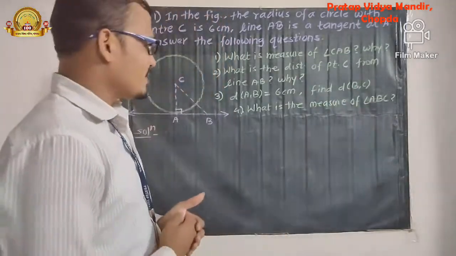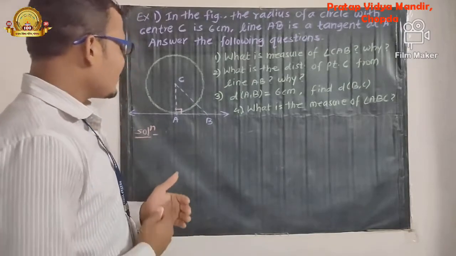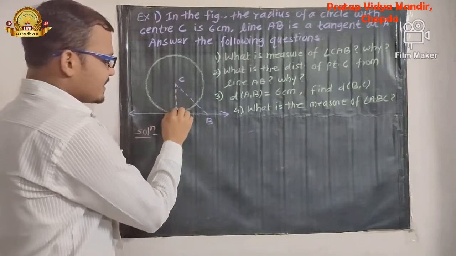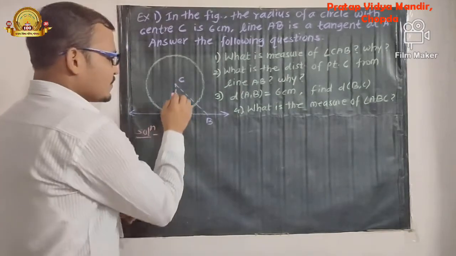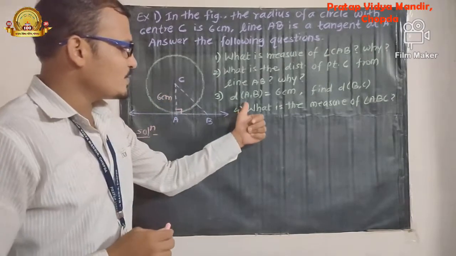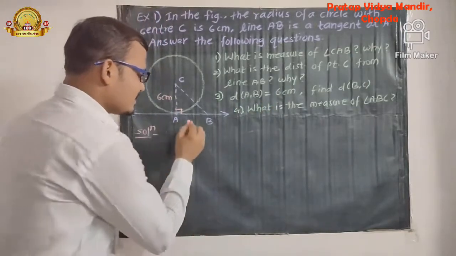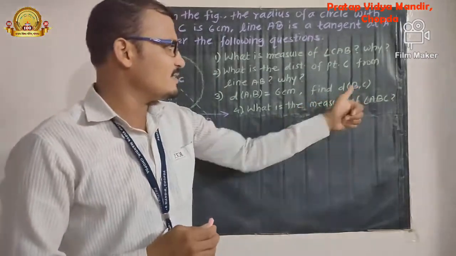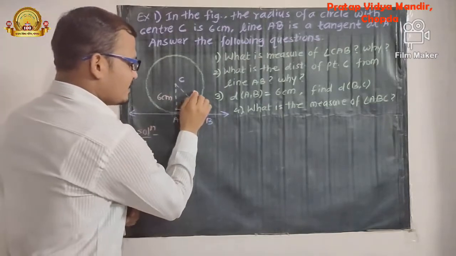Then our third question is, if distance AB is 6 cm, then find distance BC. To solve this question, first we have to draw segment CB. Now here we have segment CA, which is nothing but the radius of the circle, so segment CA is 6 cm, and we are also given that distance AB is 6 cm. We have to find this distance BC.